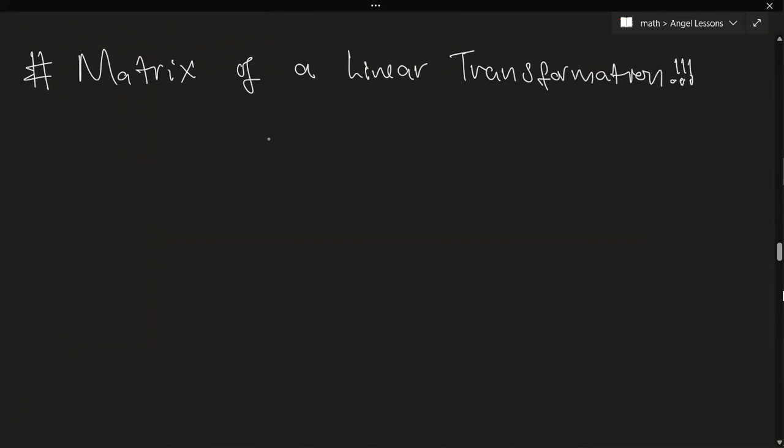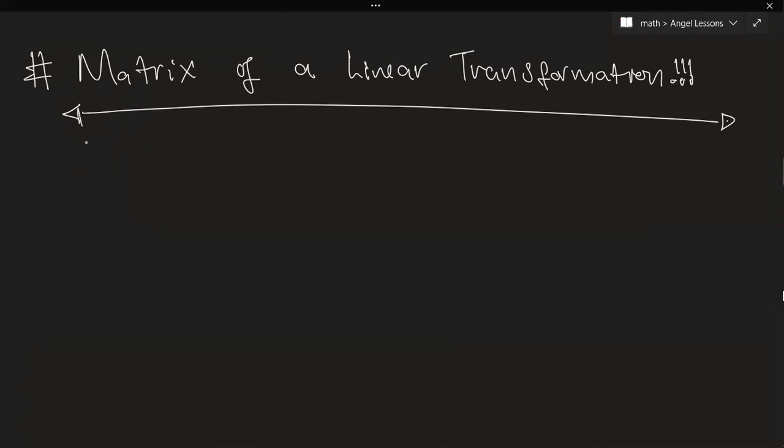So we want to talk about the matrix of a linear transformation. That's what we want to discuss now. First question: why are we interested in having the ability to represent all linear transformations in matrix form? Why do we need that?